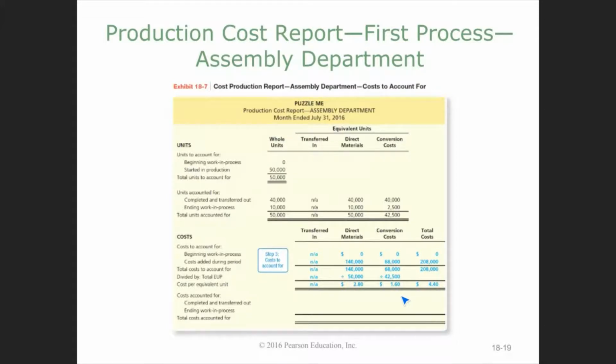And then we're going to add these together, and that's going to give us our total cost of $4.40. And that's what they did up here as well. They added those to get to your total cost column. So 140 plus 68 is 208. And then for the cost per equivalent unit, you have $2.80 plus $1.60 equals $4.40.